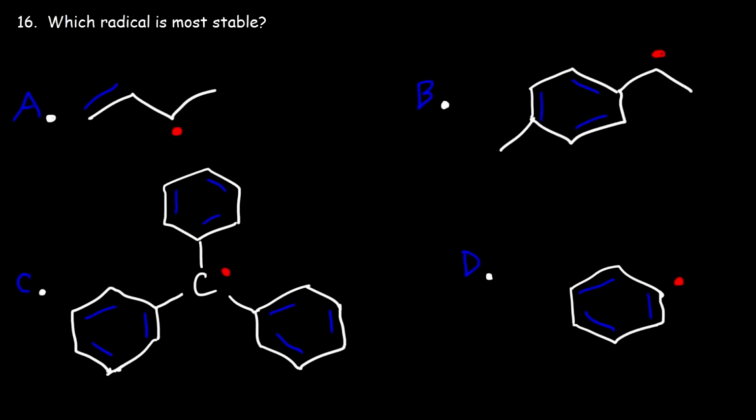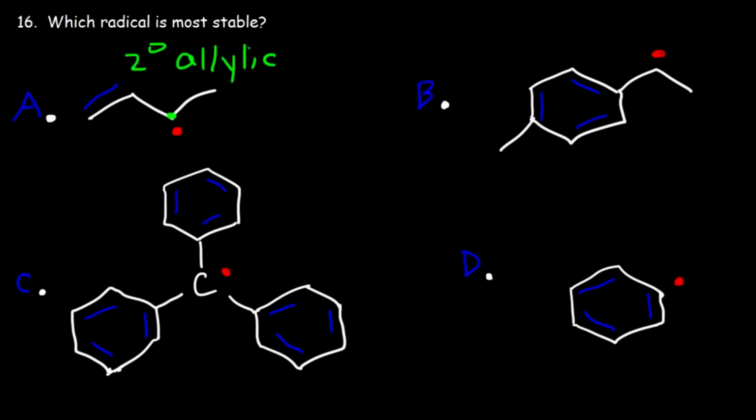Number 16. Which radical is most stable? Is it going to be A, B, C, or D? Well, let's identify each radical. So let's start with A. This carbon is secondary because it's attached to 2 other carbons, and it's adjacent to a double bond. So this is a secondary allylic radical.